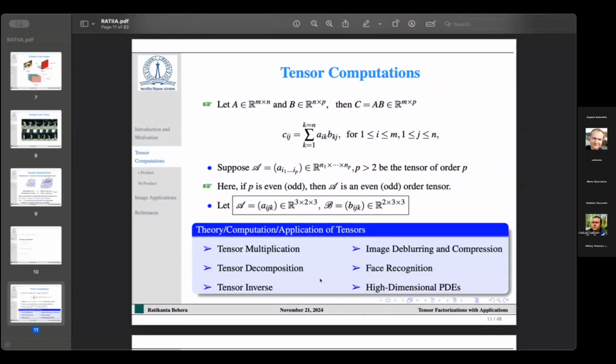Why not extend the same idea to tensor format? So tensor decomposition is useful along similar lines to matrix factorization, and then for image deblurring or image compression.